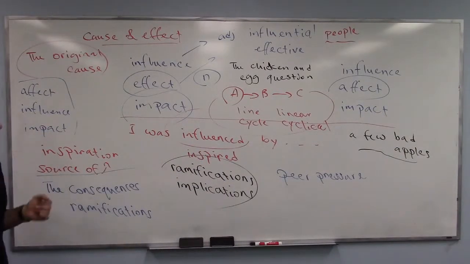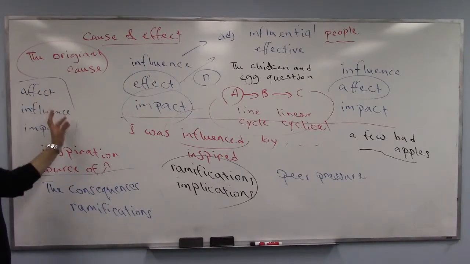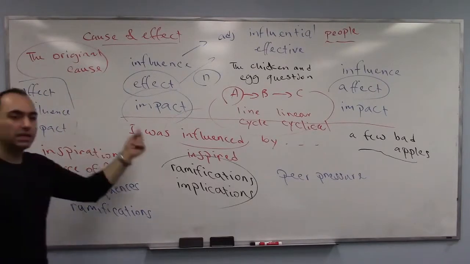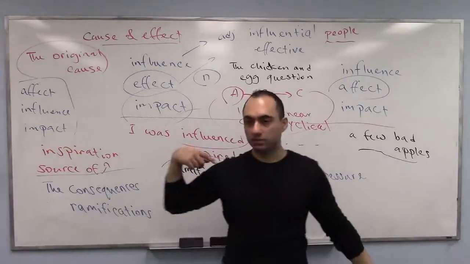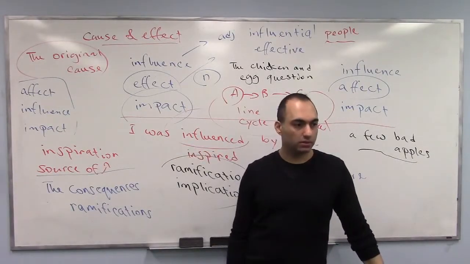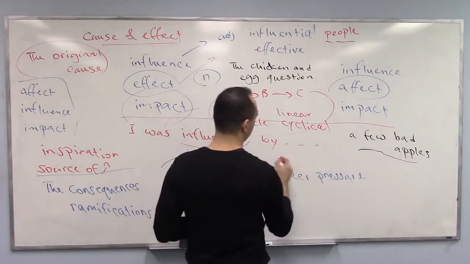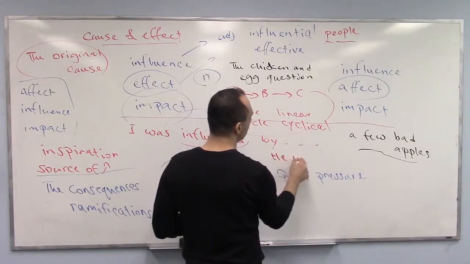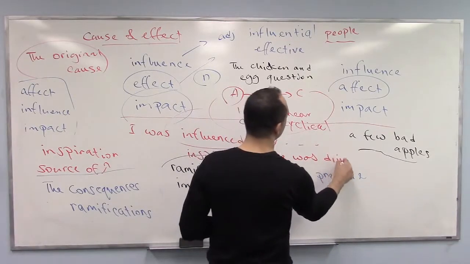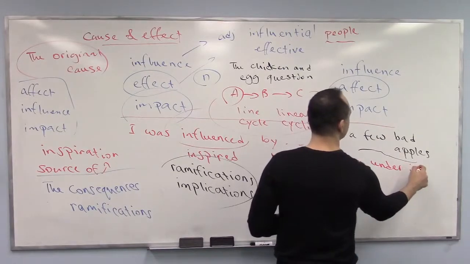So we now know effect, verb, influence. He influenced me. I was under his influence. Under influence in driving: he was driving under influence, remember?